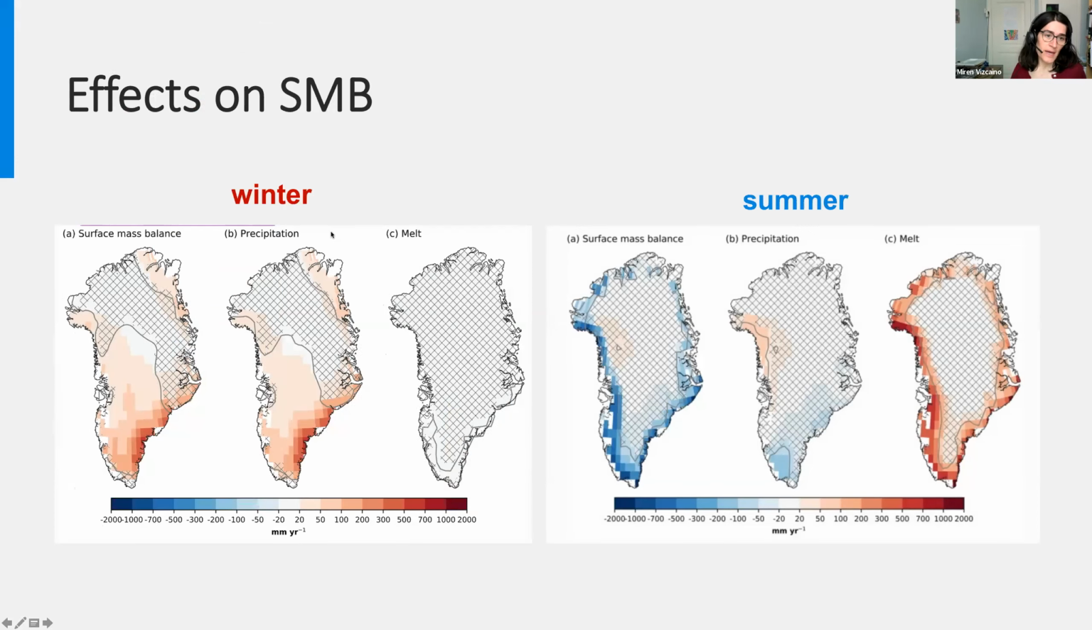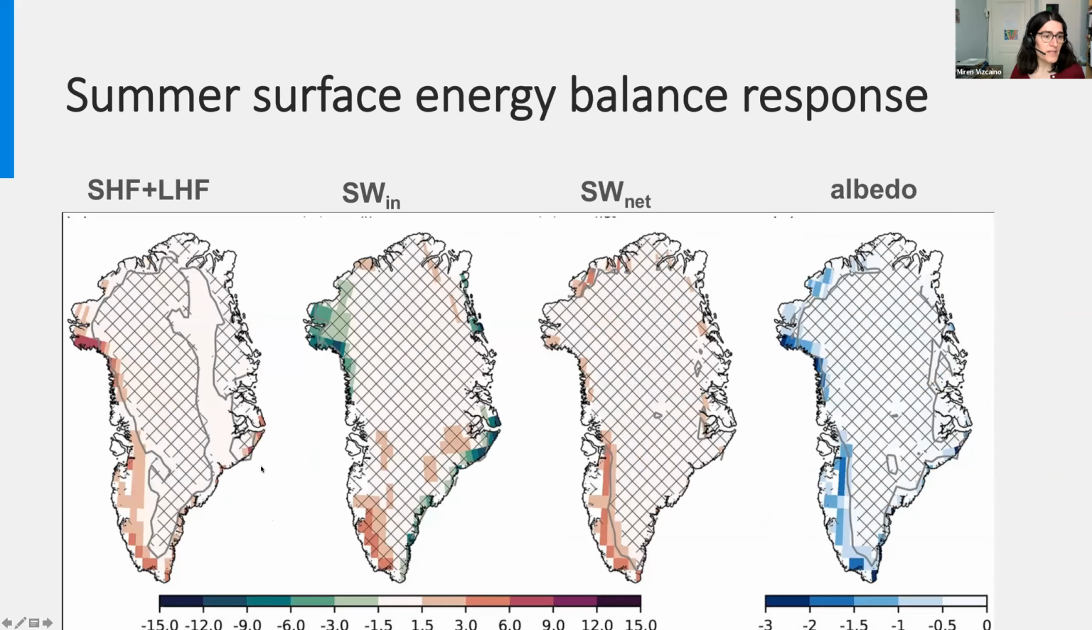For the SMB, what we see is that the reduction in sea ice increases the surface mass balance in the winter, because we have more precipitation, and it reduces the surface mass balance in the summer because we have more melt. And we have more melt because we have more sensible and latent heat fluxes. This is the incoming shortwave. We have opposite signs in the change here, and we have decreases in the albedo that make the net incoming radiation more with the sea ice decrease.